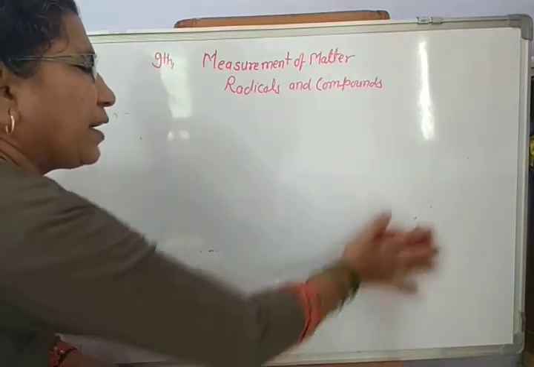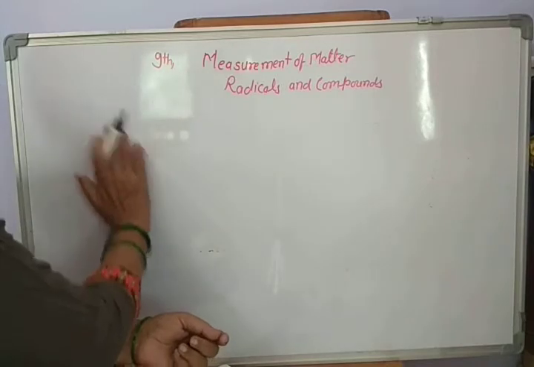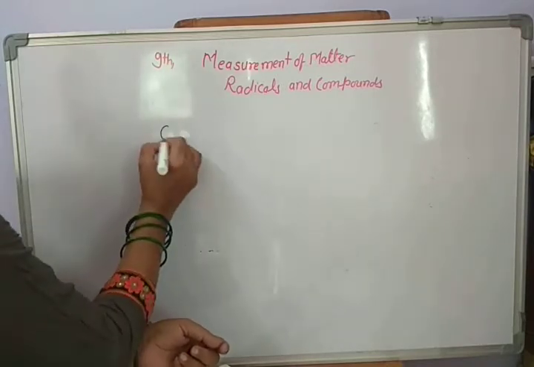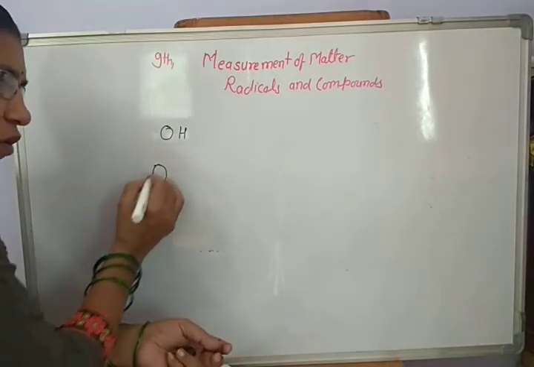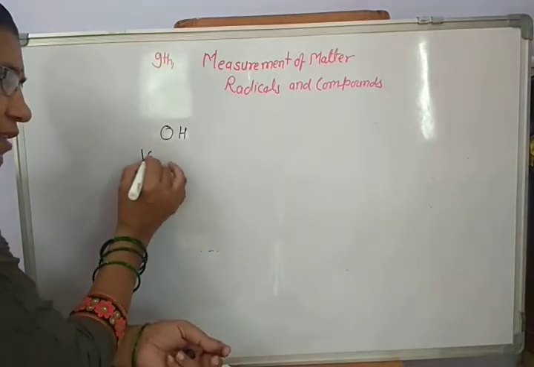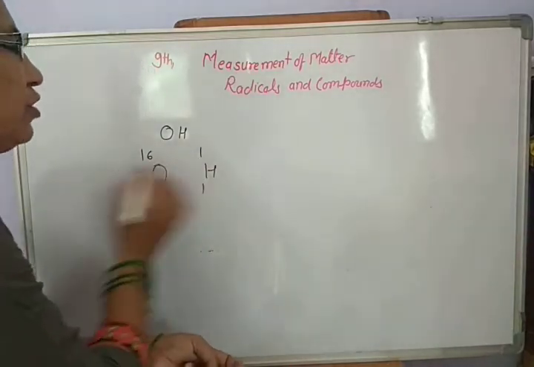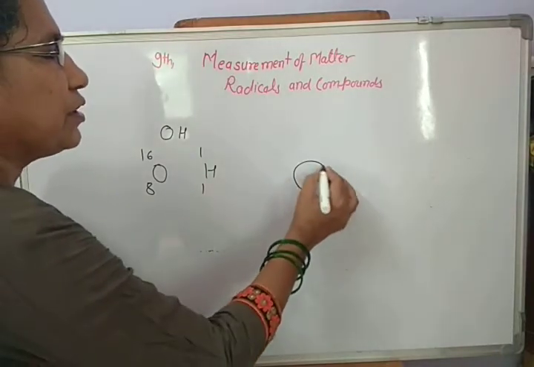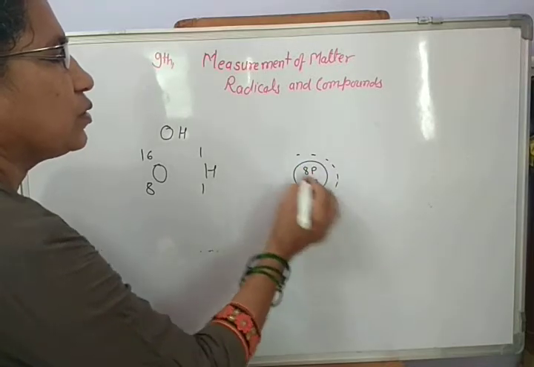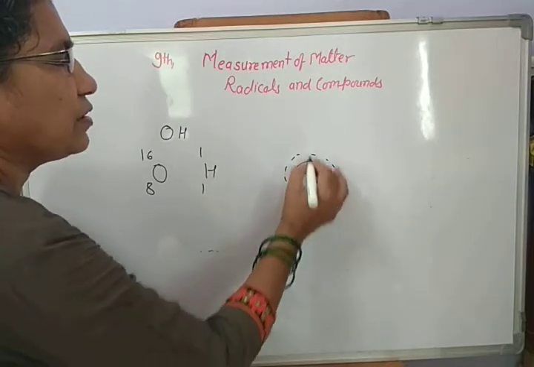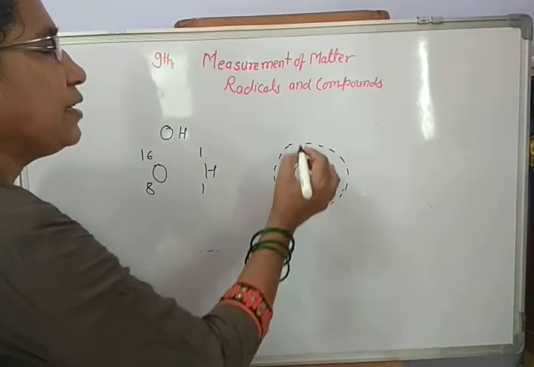What about compound radicals? For example, OH. What happens? We know O. What is it? 8, 16. And what is H? It is 1, 1. So these two combine together. So this is oxygen, 8 protons, 8 neutrons.